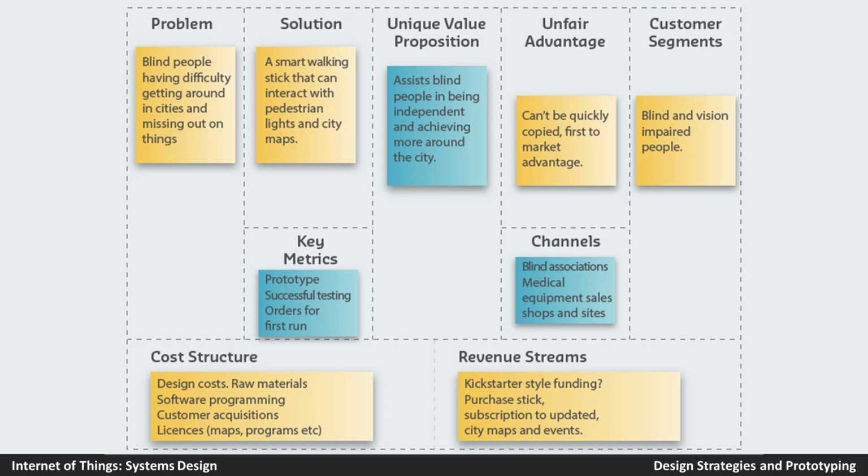And then the unfair advantage is number 7. Can't be quickly copied, first to the market. So this solution seems to be one of the first products, so you have the first-move advantage on that. So this is a rough and elementary version of a business plan. You have the basic information captured, so you can go and expand on these ideas to develop a proper business plan.